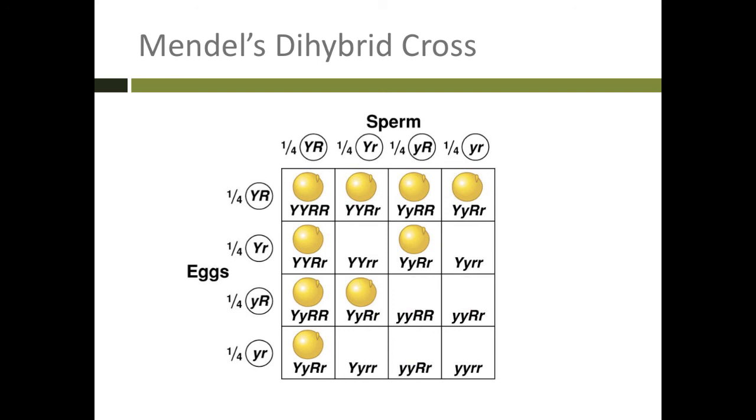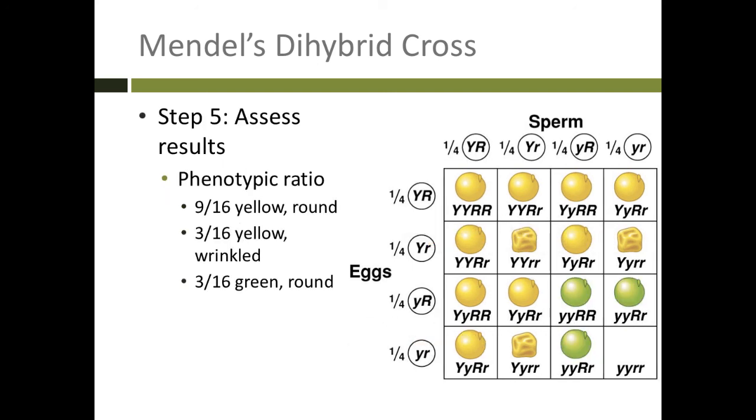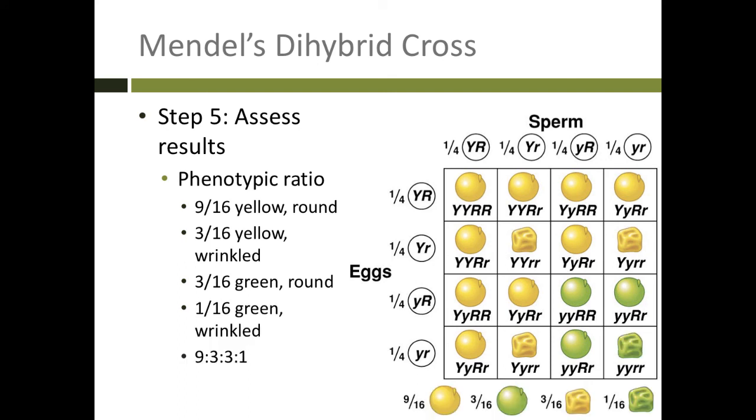Anything that has at least one big Y and one big R will be yellow and round. You can see there are 9 of these. Anything with at least one big Y but no big R will be yellow and wrinkled. There are 3 of these possibilities. Anything that has no big Y but has a big R will be green and round. And anything that is homozygous recessive, all little y and little r, will be green and wrinkled. For every 16 offspring produced, our phenotypic ratio would be 9 to 3 to 3 to 1.